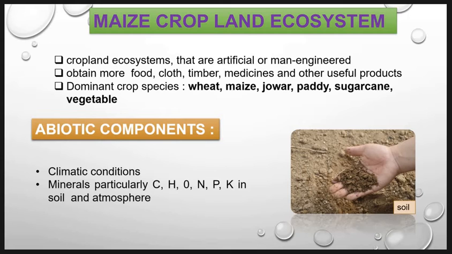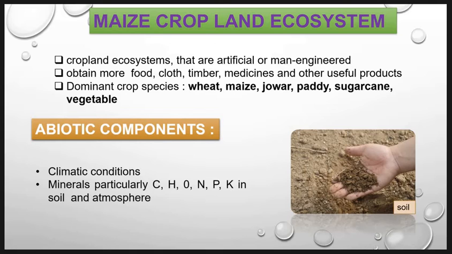Farmers frequently grow a single species of their choice. We have ecosystems of dominant crop species like wheat, maize, jowar, paddy, sugarcane, vegetables, etc. under the most suitable conditions for their growth and yield. The following are the components of a maize cropland ecosystem. A maize cropland ecosystem consists of two components, abiotic components and biotic components.